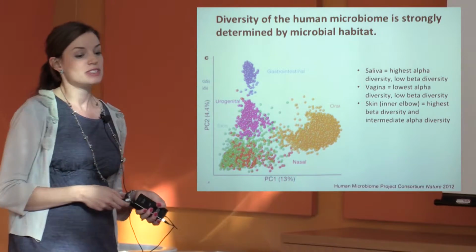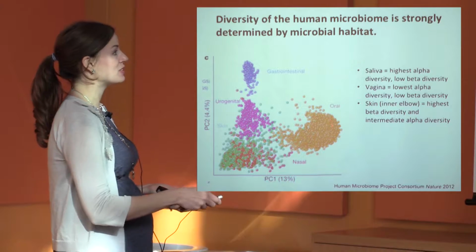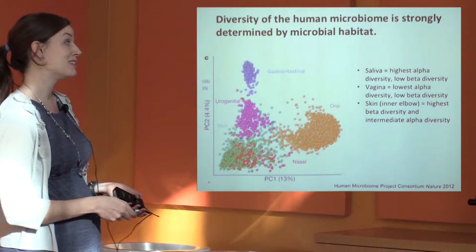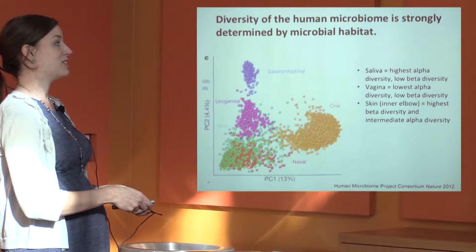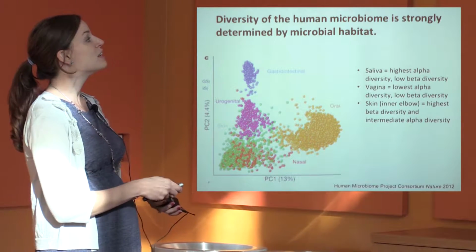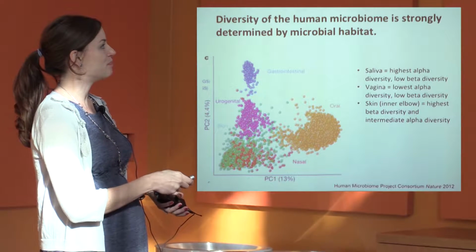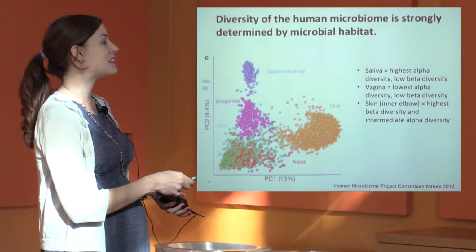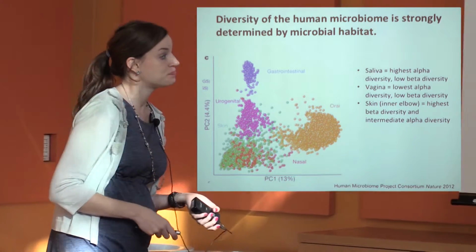But this also gives you an idea, depending on how big this cluster is, what the variability is. So you can see the skin is pretty variable looking at those green dots. They spread out pretty wide, where the gastrointestinal tract is this nice tight cluster. So it's not nearly as variable or diverse, for example.